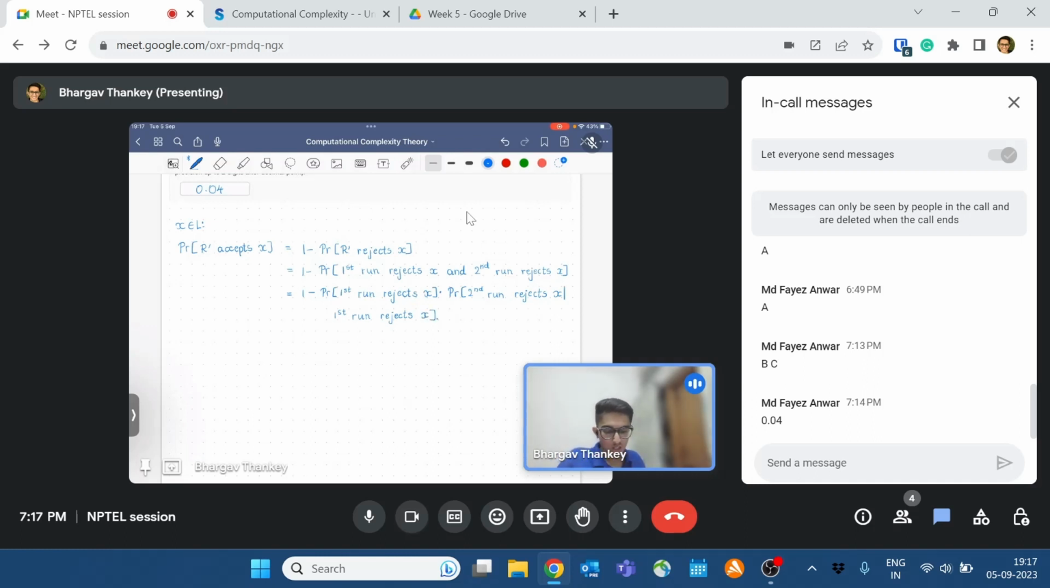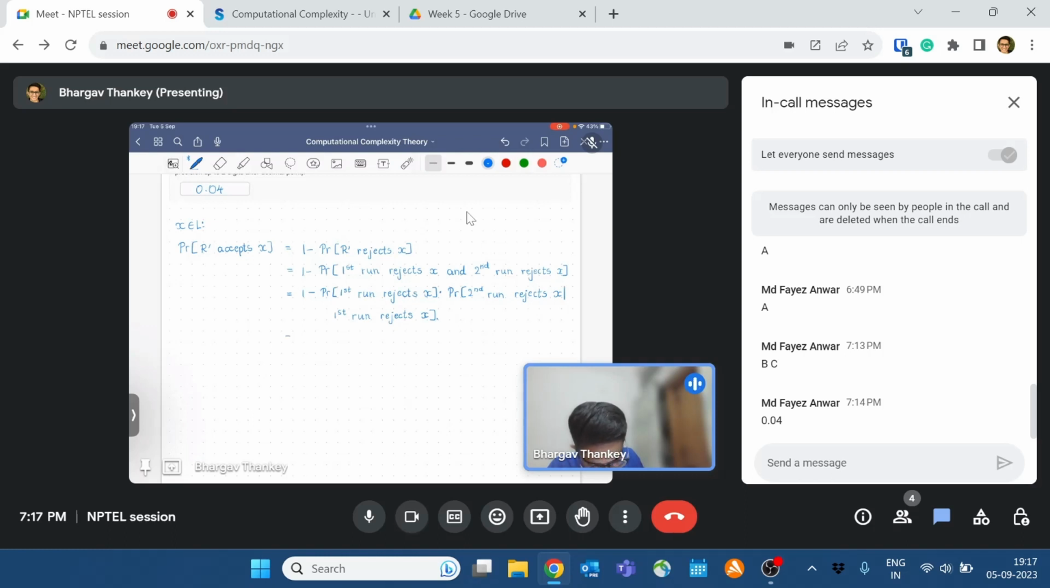Why do I need this conditional probability over here? Because we are running this algorithm in sequence, right? You would run the first iteration, then the second iteration. If the first iteration had accepted, then this won't make any sense at all, because we won't even run the second iteration. So saying that the second run rejects only makes sense when the first one is already rejected, right? Yes, yes.